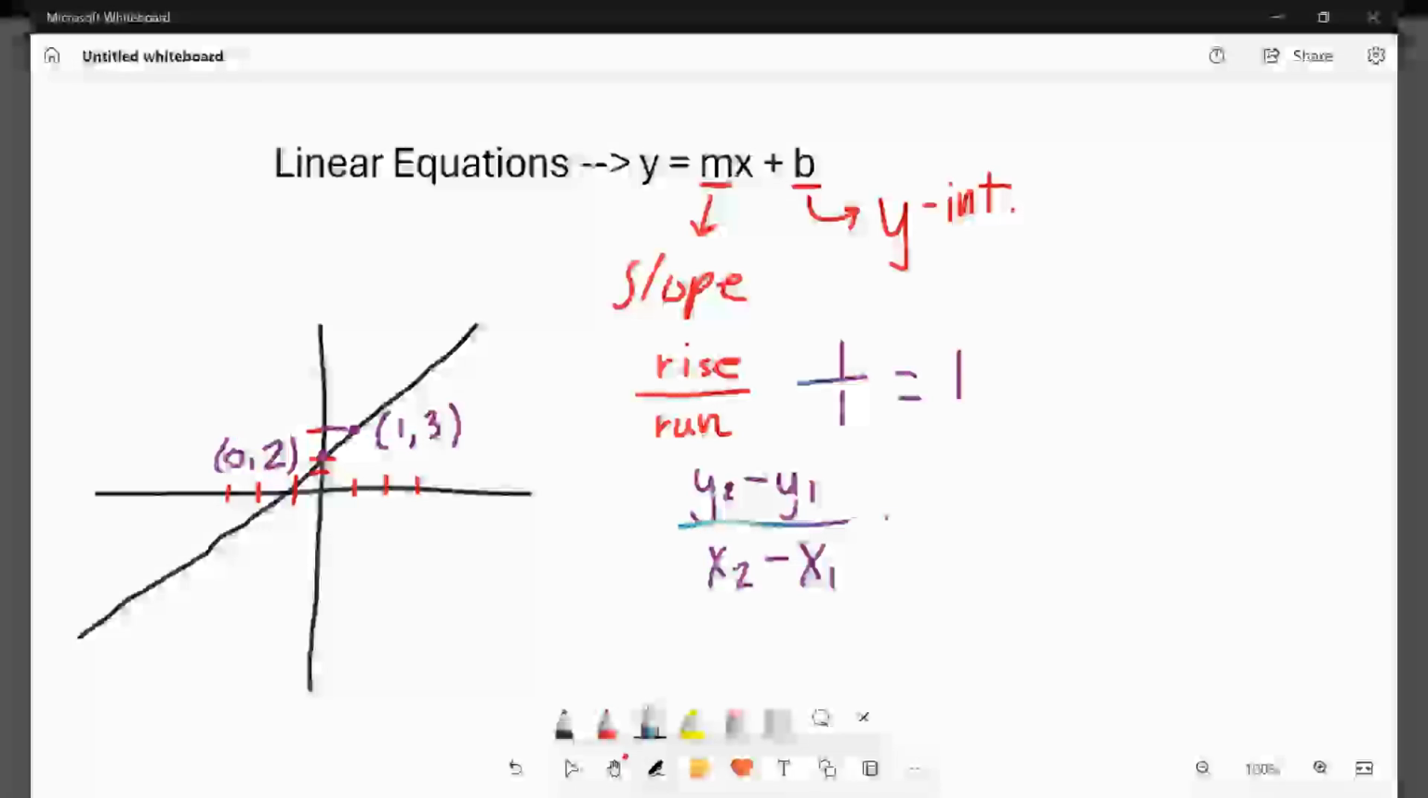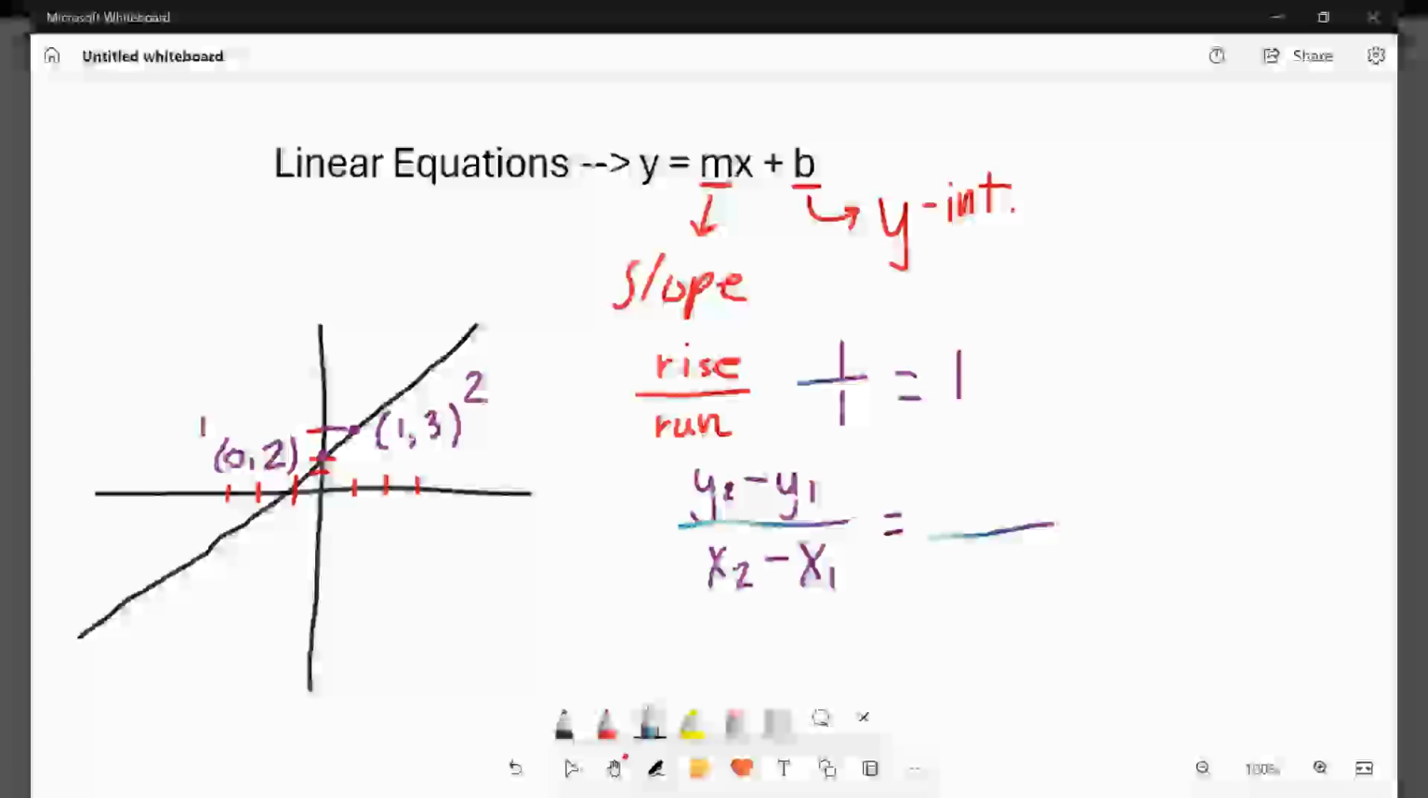Now, the important part of this equation is that it doesn't matter which one you designate to be 1 or 2 in your coordinates. Whether or not I choose 0, 2 to be my y1 or my y2, doesn't matter. And we will prove that in 1 second. So for this purpose, I'm going to use 0, 2 as my first point and 1, 3 as my second point. Okay.